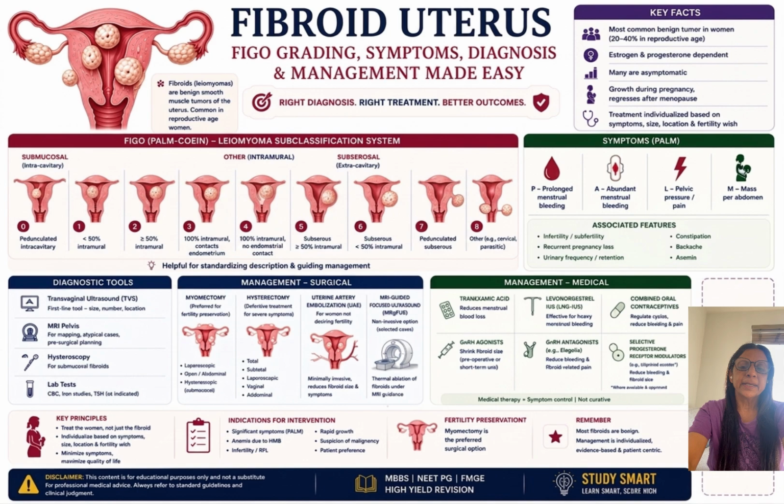Then there can be treatment modalities like uterine artery embolization for those patients who want to conserve the uterus and MRI ablation for fibroid. So for details you may go through the slide for FIGO subclassification, diagnosis, symptoms and treatment of the patient.